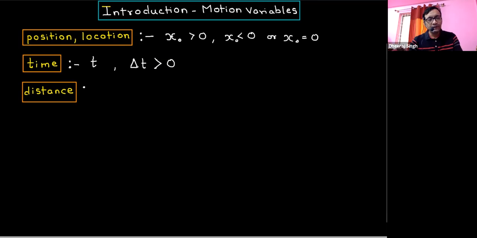Distance is represented, I mean, it's length basically. So you can say L or any other letter you can use, X, Y, Z, or you can say D also. What is the constraint with it? Can distance be negative? Can the length be negative? It cannot be negative. So distance covered should always be greater than or equal to zero. It can be equal to zero also. If I'm standing at a point, I'm not moving anywhere, distance covered is zero. Okay.